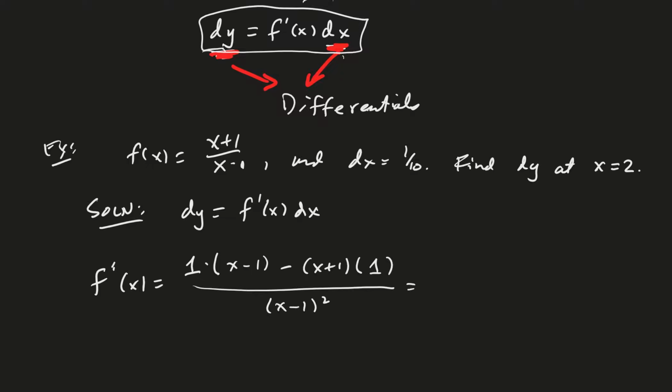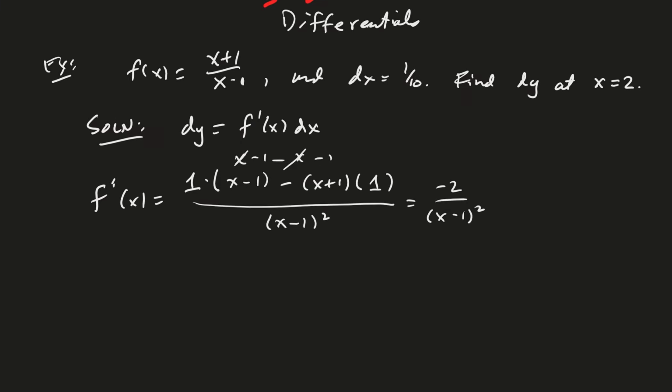So if we simplify that, what do we get? Let's see, x minus 1 minus x minus 1. The x's cancel, we get minus 2 divided by x minus 1 squared. Okay, and so what we're saying then is that dy in general is minus 2 over x minus 1 squared times dx.